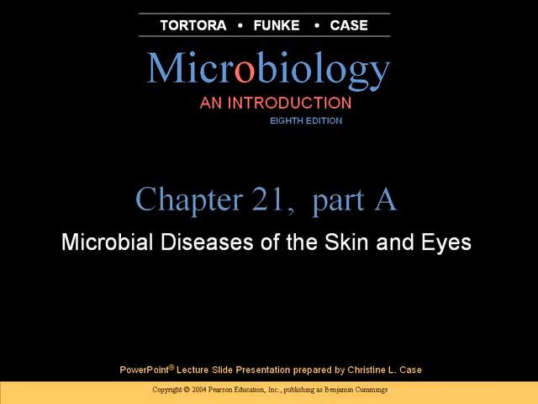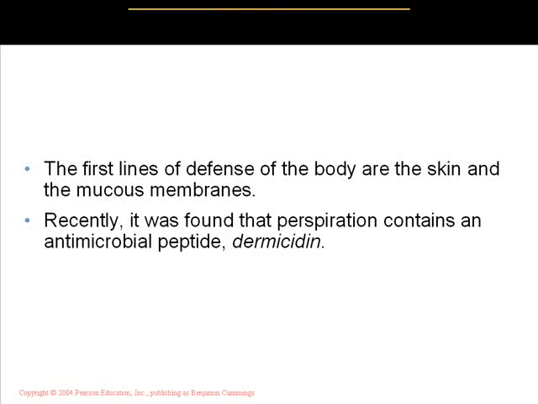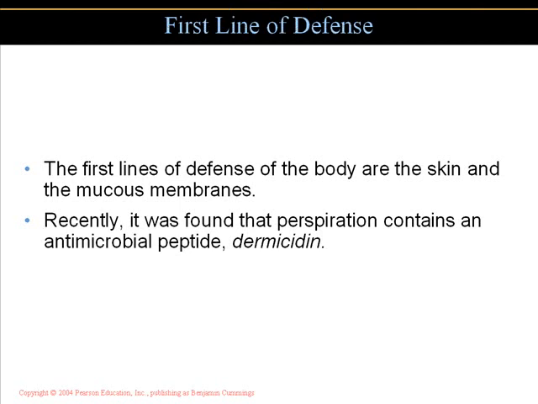I am continuing the lecture series in microbiology. Today we'll be discussing microbial diseases of the skin and the eyes. The first line of defense in the body is the skin, or the integumentary system, and the mucous membranes which line the cavities of the integumentary system. Recently it was found that perspiration contains an antimicrobial peptide. This peptide is referred to as dermicidin.